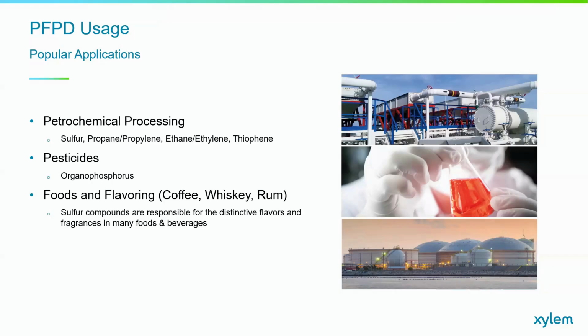There are also pesticides. The PFPD is primarily a sulfur and phosphorus detector. And organophosphorus pesticides are very widely used in the agriculture industry, so this is another common application. And finally, there's the foods and flavoring industry. For example, in coffee, whiskey, and rum, sulfur compounds are very much responsible for distinctive flavors and fragrances in many foods and beverages, so that's another application there.